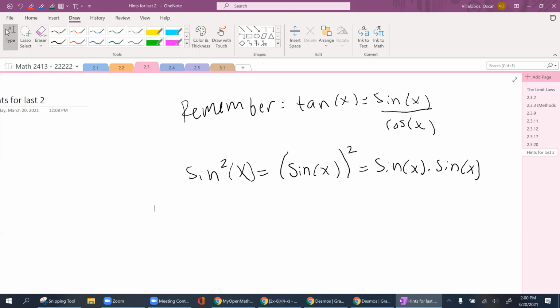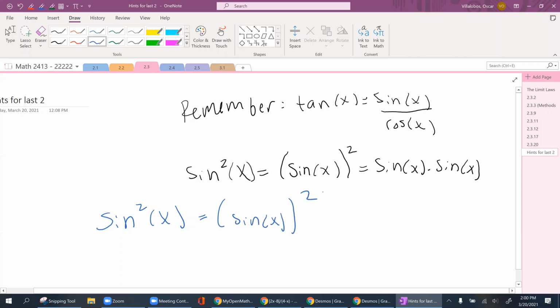And one of my favorites is if you have sine squared of x. I always like to rewrite these, because the placement of that 2 used to throw me off. It would throw us off. This is just the same thing as saying sine of x to the second power. That's the same thing as sine of x times sine of x. You just have 2 of those. That's all it means, just like x squared. That just means you have 2 of those.